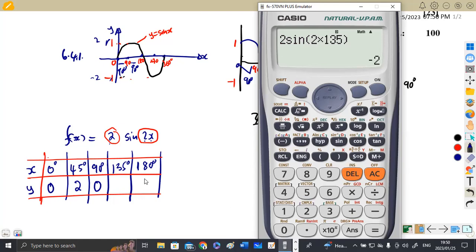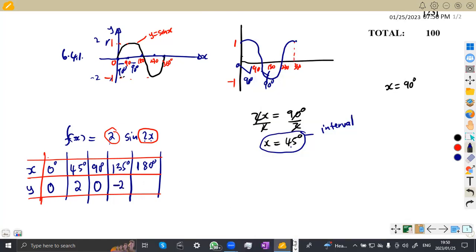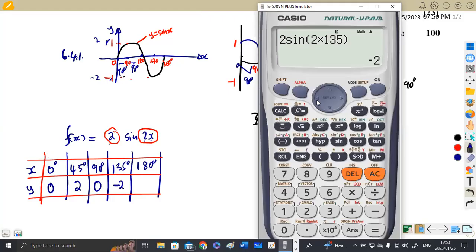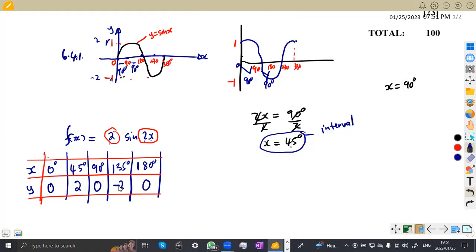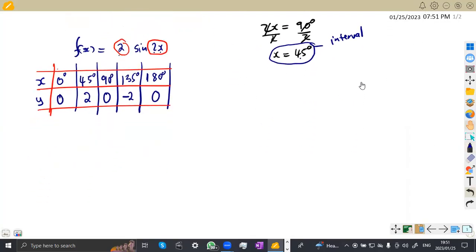135, that is minus 2. We do the same at 180. That's 180 here. All right, so we put 180 like this. So that's a 0 there. So having your table of values, it's now easier for you to sketch your graph.